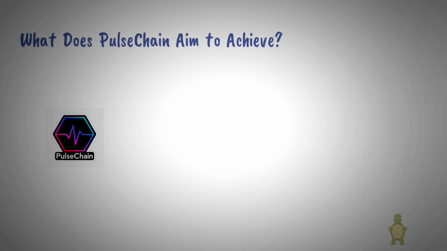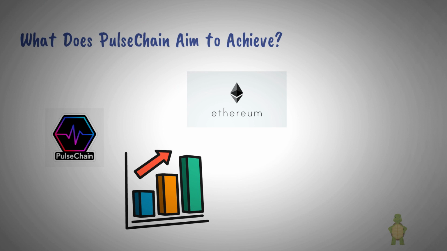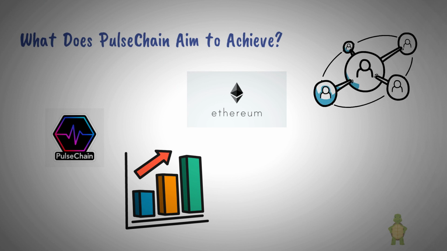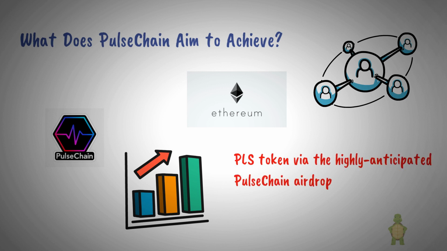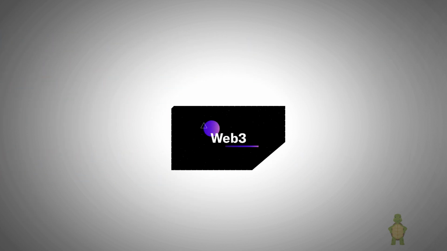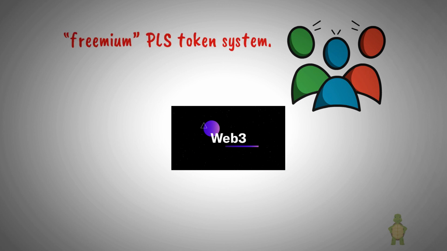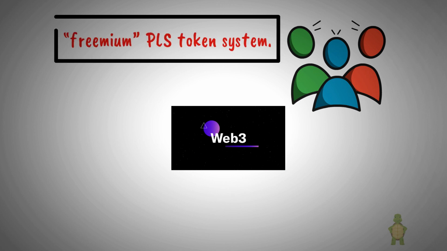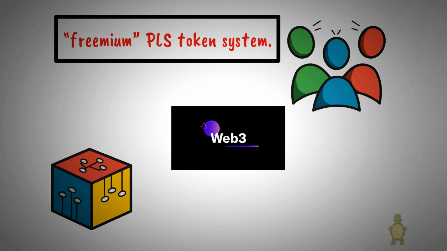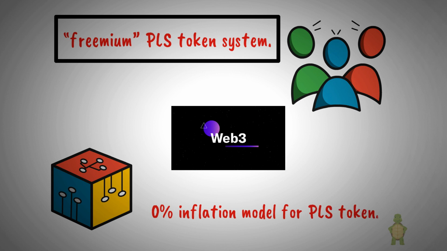PulseChain aims to increase the value of the Ethereum network by sharing some of the network load and lowering gas fees. Also, the project aims to enrich existing Ethereum users and ETH holders by rewarding them with PLS token via the highly anticipated PulseChain airdrop. Moreover, PulseChain aims to lower the barrier to entry for Web3 by allowing users to transact for free using the freemium PLS token system. In addition, PulseChain seeks to improve on the game theoretic dynamics of existing blockchain networks using a 0% inflation model for PLS token.